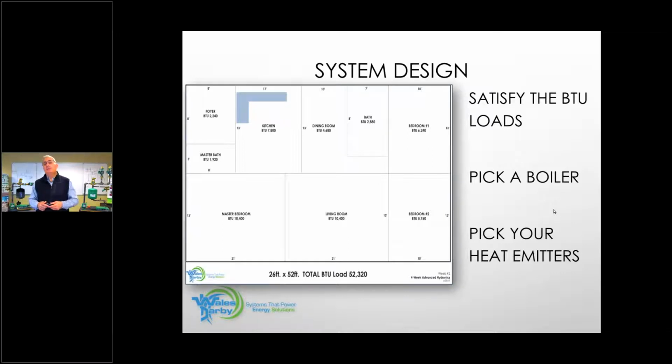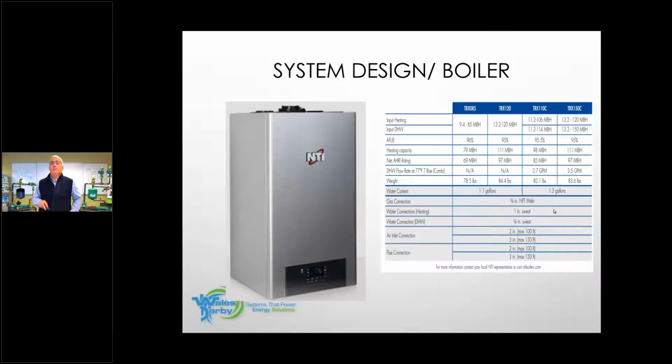So normally when we're doing this live, we give you the opportunity of picking either cast iron or condensing. Since we're doing this via webinar, we are going to pick a condensing boiler today. All right. And then we're going to pick our heat emitter. So you're going to get a couple of options today with 2 different types of baseboard. So first things first, since we know our load, now we've got to pick our boiler.